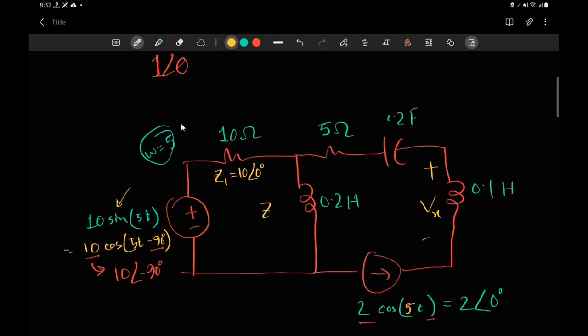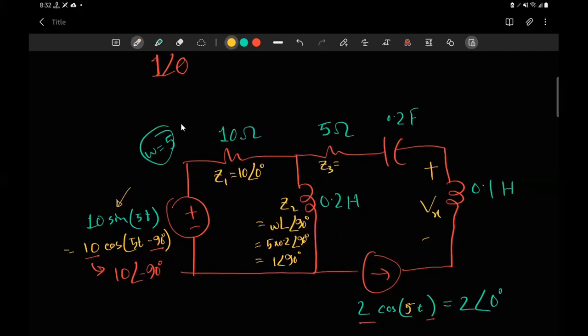What's the value of this inductor? So 5 angle, no, 0.2 angle 90 degrees. The formula is omega L angle 90 degrees. The value of omega is 5, the value of L is 0.2, and the angle is 90 degrees, so you have 1 angle 90 degrees. Let's call it Z3.